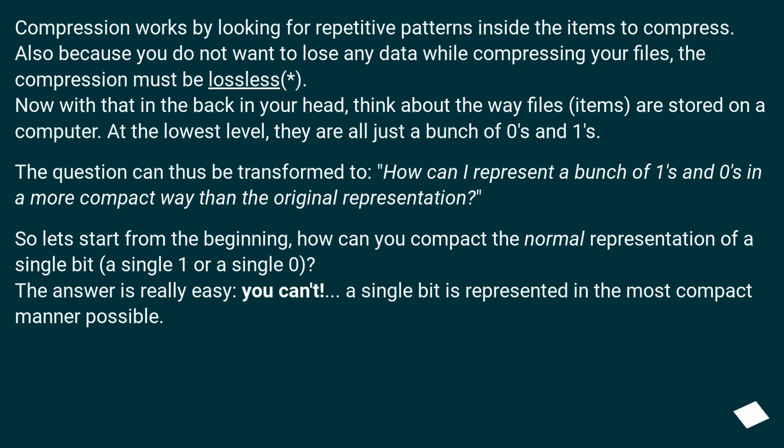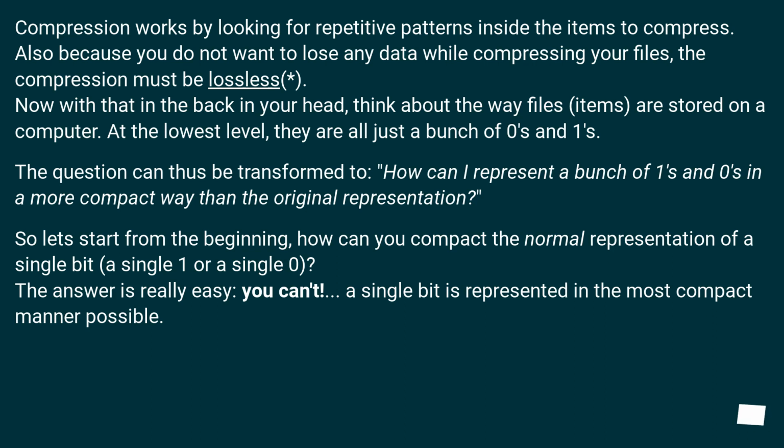Now, with that in the back of your head, think about the way files, items, are stored on a computer. At the lowest level, they are all just a bunch of zeros and ones. The question can thus be transformed to, how can I represent a bunch of ones and zeros in a more compact way than the original representation? So let's start from the beginning.